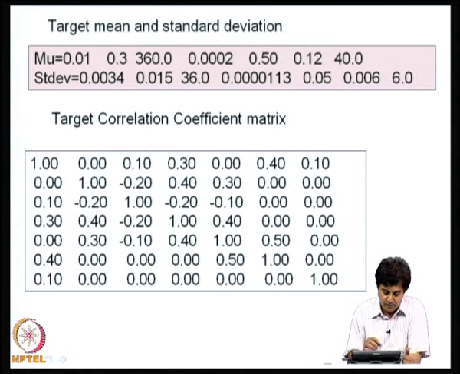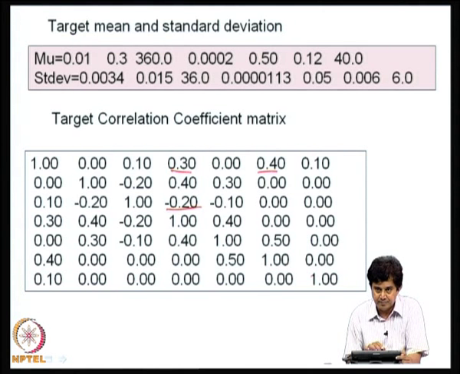and this is the mean and standard deviation of the 7 random variables, and this is the target correlation coefficient matrix. So, it is not diagonal, there are off diagonal terms here you can see, and some of them are negative, some of them are positive, and along the diagonal we have unity. Now, we need to simulate say 10,000 numbers or 5,000 numbers of these vectors of realizations of x.